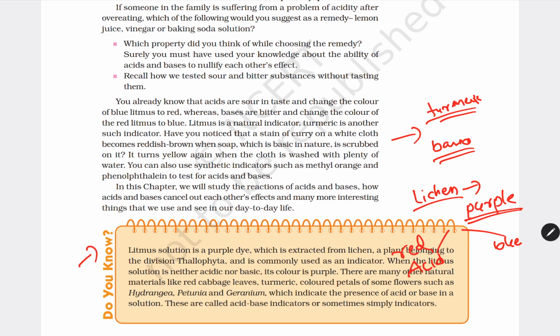And some flower petals also we can use. Petals of flowers like hydrangea show color changes in the presence of acids and bases. So these are simple indicators that we can find in our houses also.